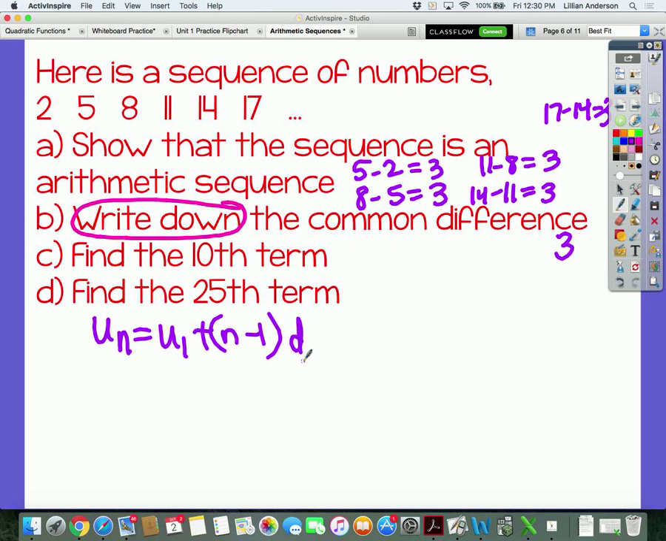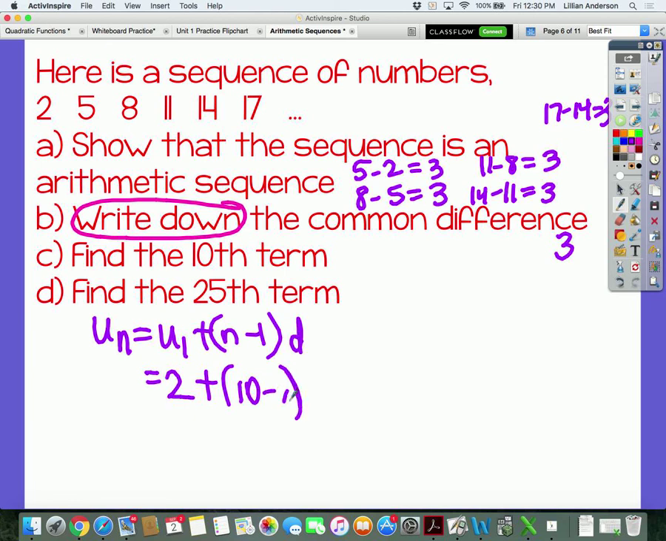To find the 10th term, what are you going to plug in for U1? 2. What are you going to plug in for N? 10. Because if you're looking for the 10th term, that means that N had to be 10.